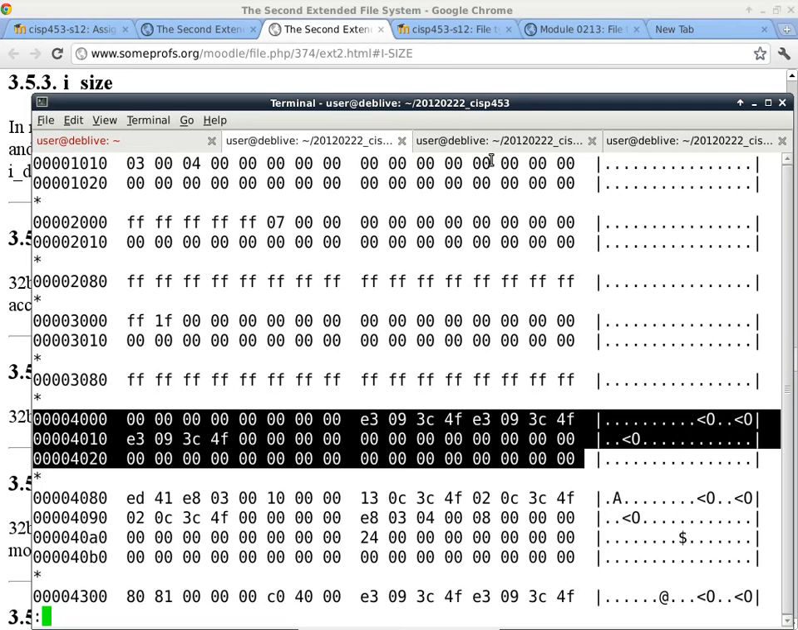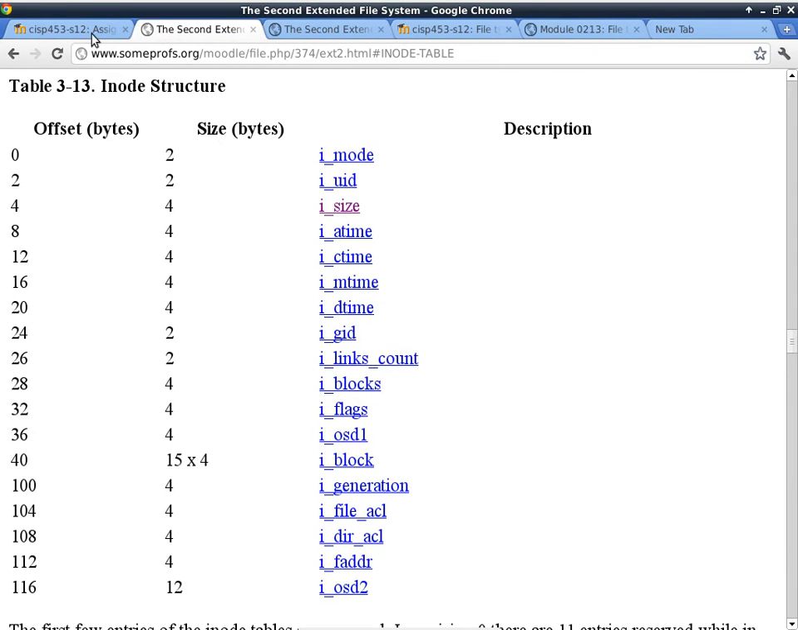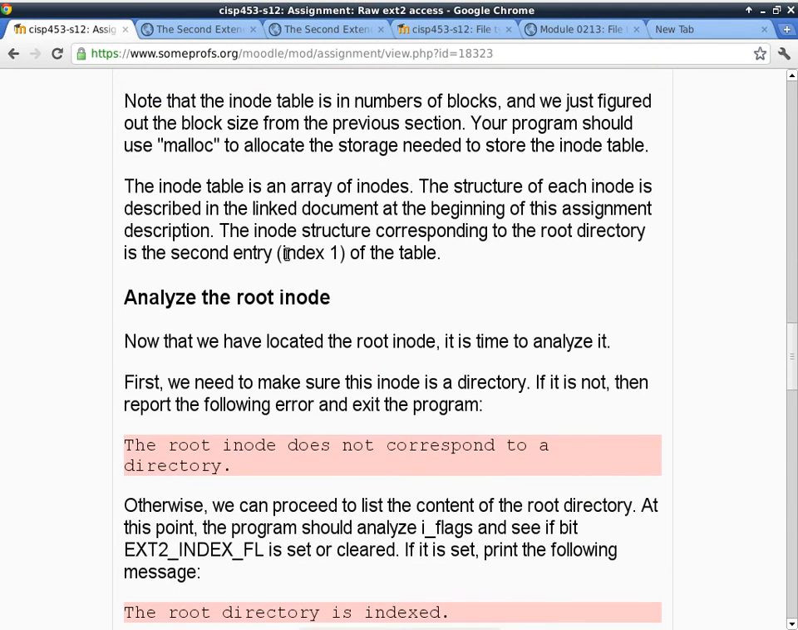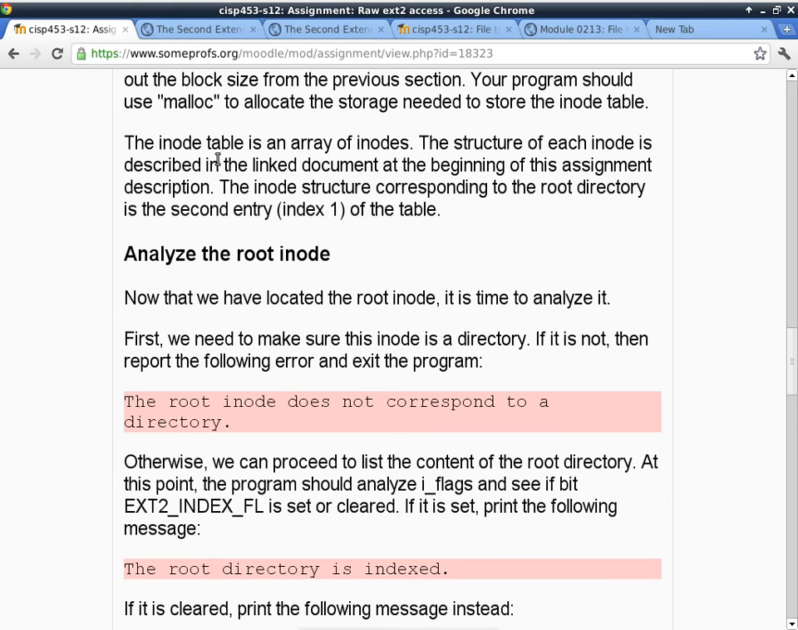In fact, it is the first inode structure of the entire file system, which has a certain significance. Let's go back and read the homework assignment. Okay, analyzing the root inode. Now we have located the root inode. The inode table is an array of inodes, or inode structures, I should say. The structure of each inode structure is described in the linked document at the beginning of the assignment.